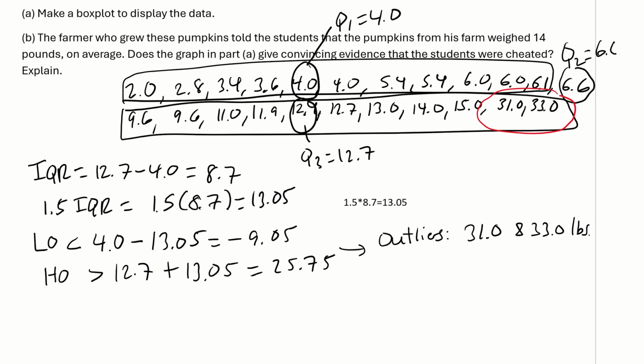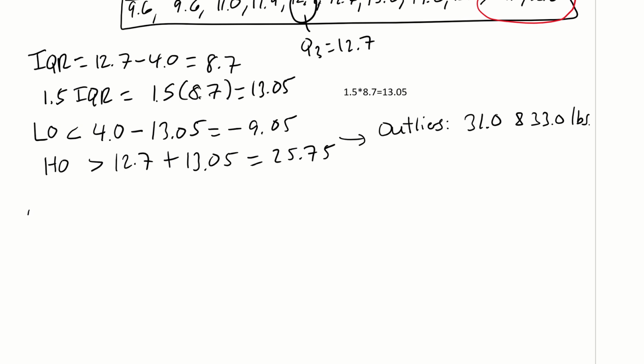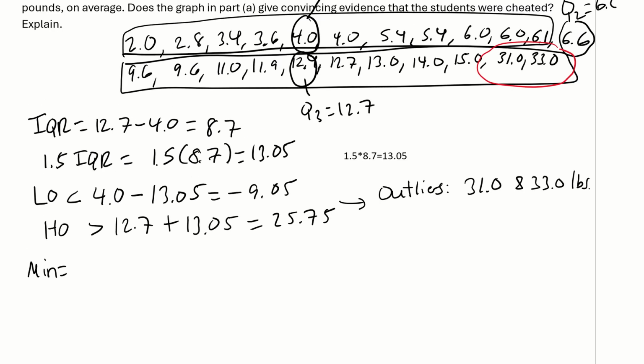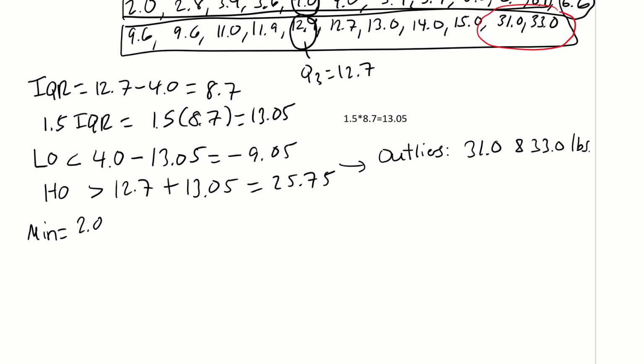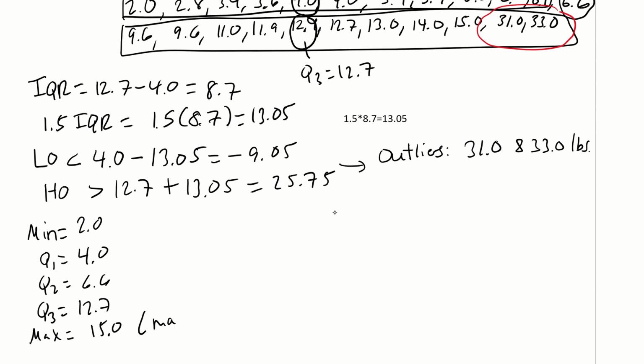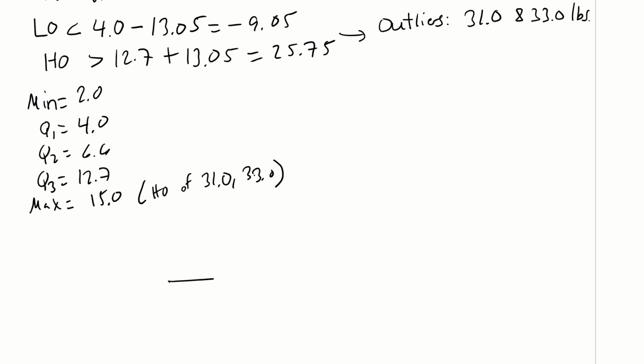So what we're gonna do is when we do the five number summary, we're gonna say our minimum, our smallest number, is 2.0 pounds for the pumpkin. No outliers there. Our first quartile was 4.0. Our second quartile, the median, was 6.6. Our third quartile is 12.7. Our maximum is technically the 33, but we're gonna do 15.0 with high outliers of 31.0 and 33.0. Okay, so we are going to go ahead and do the box plot.